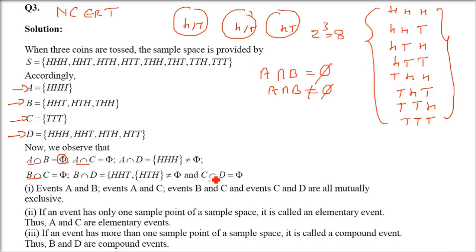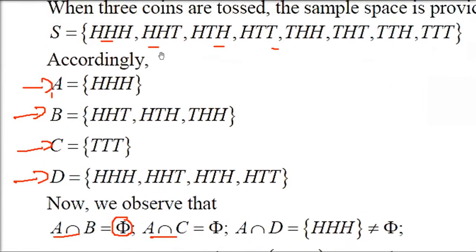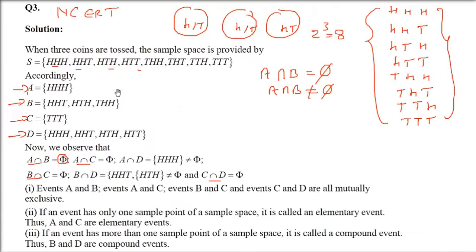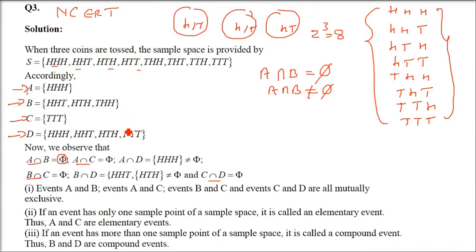Second part is, which events are elementary events? Elementary events means, if you take the sample space and take out one of the elementary events, that has to be one part of the set. So if you see A and C, they both are sets which have taken only one value from the sample space. So HHH and TTT, these 2 are elementary events. Elementary means only one element should be there, right?